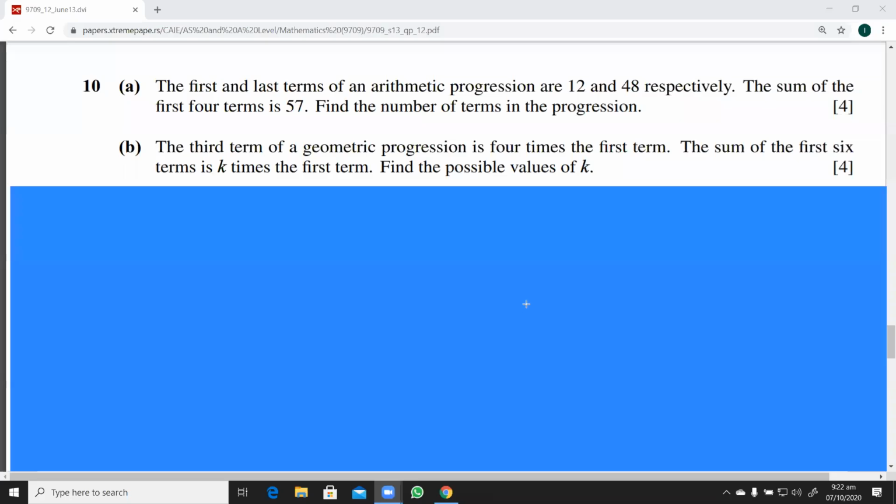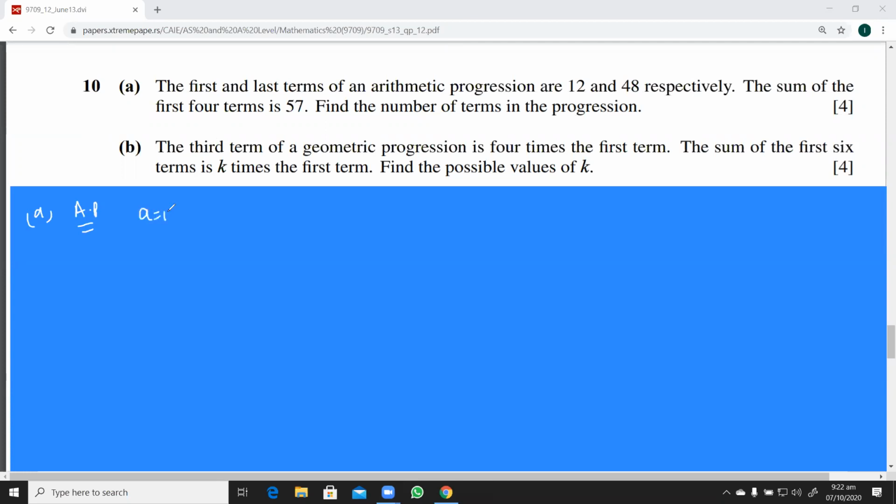So a question from June 13, variant 12. Okay, the first term is 12. So the part A is about AP. We must be very clear which progression this is.